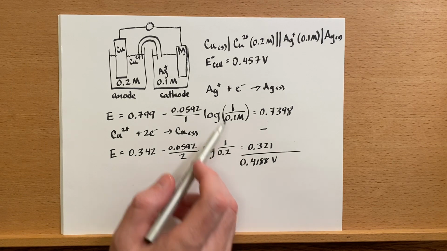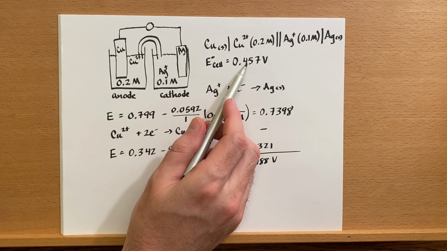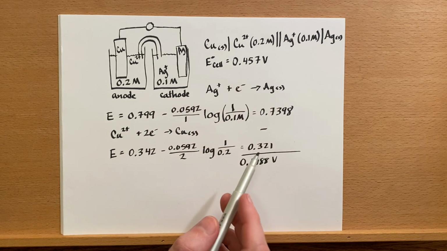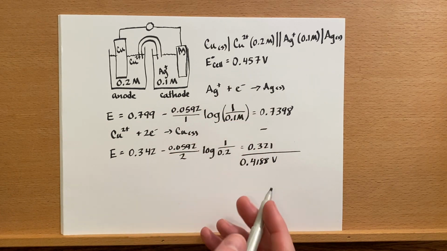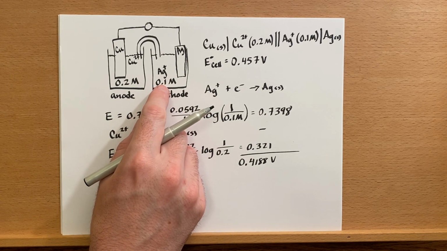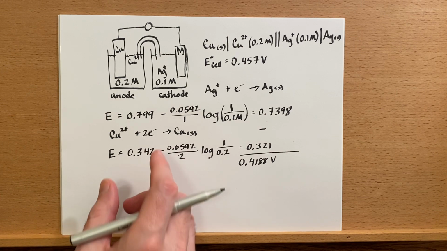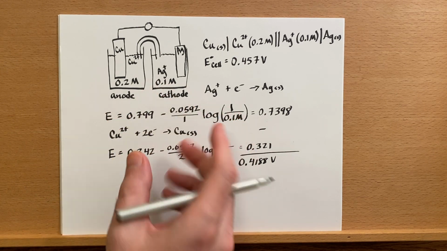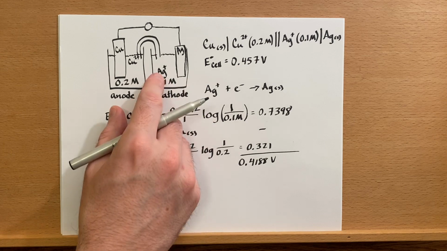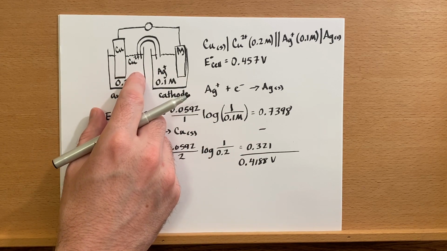And you'll notice it is a little bit different from the potential at standard conditions, which was 0.457. Went down a little bit. And this is one of the reasons why, over time, the chemicals inside of a reaction would usually decrease in concentration. Well, at least the silver would decrease in concentration. The copper would increase as we go along.